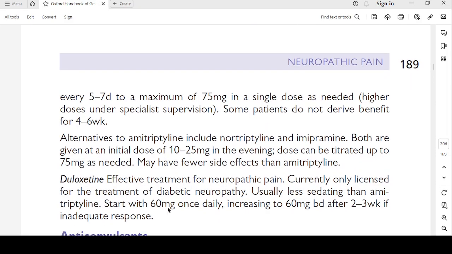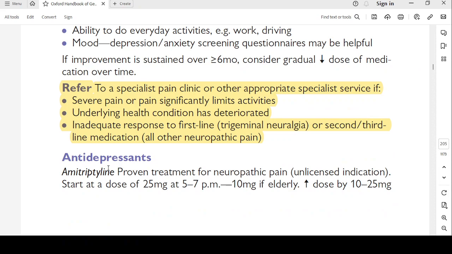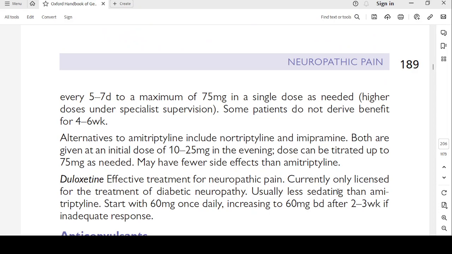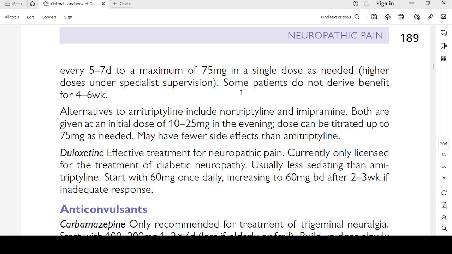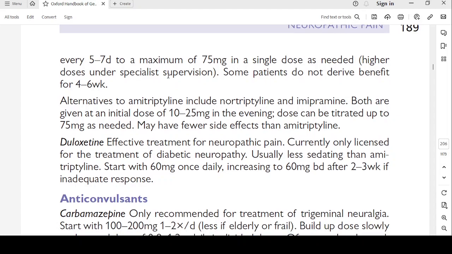Antidepressants, amitriptyline, proven treatment for neuropathic pain, unlicensed indication. Start at a dose of 25 milligrams at 5 to 7 pm, 10 milligrams if elderly. Increase the dose by 10 to 25 milligrams every 5 to 7 days to a maximum of 75 milligrams in a single dose as needed. Higher doses under specialist supervision only. Some patients do not derive benefit for 4 to 6 weeks.